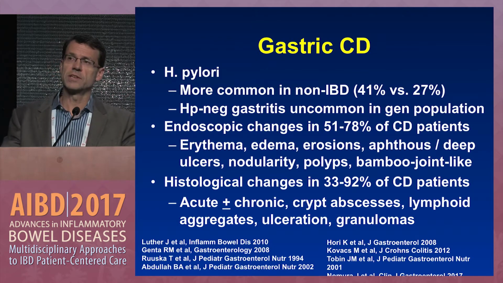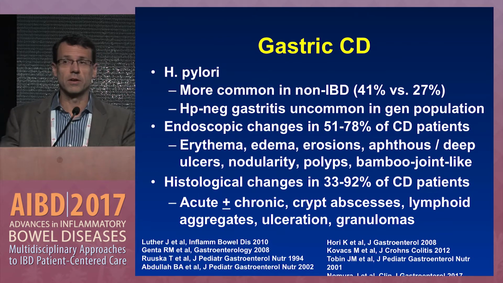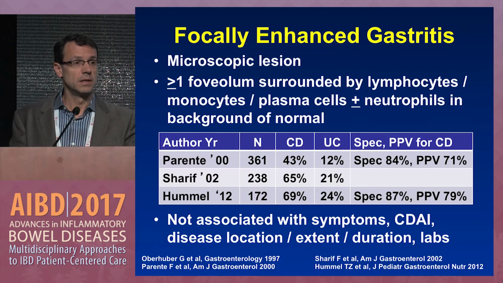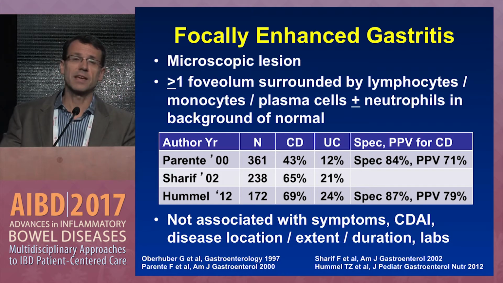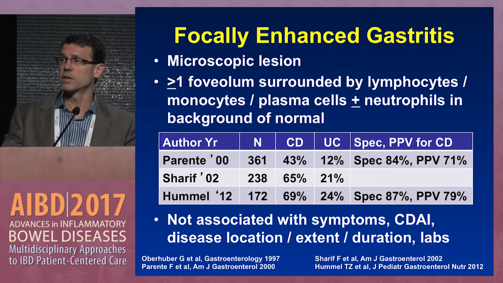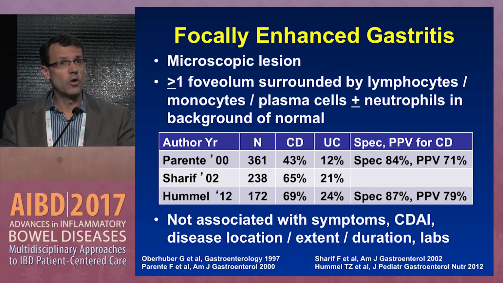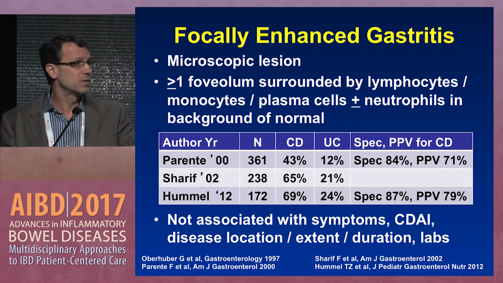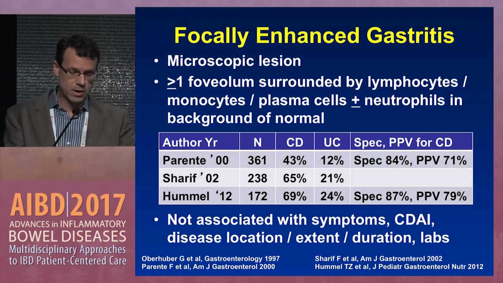And histologically, you can see changes in patients often that can be acute and/or chronic and include crypt abscesses, lymphoid aggregates, ulceration, or granulomas. There's another entity you should be aware about. It's called focally enhanced gastritis, which is a purely microscopic lesion. It was defined by Oberhuber as having at least one foveolum surrounded by chronic inflammatory cells with or without neutrophils in a background of normal.